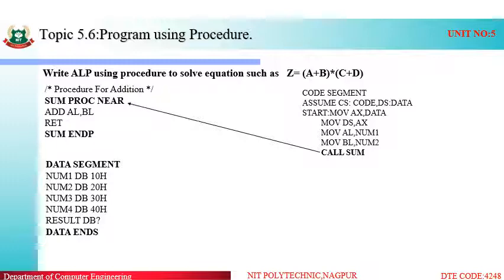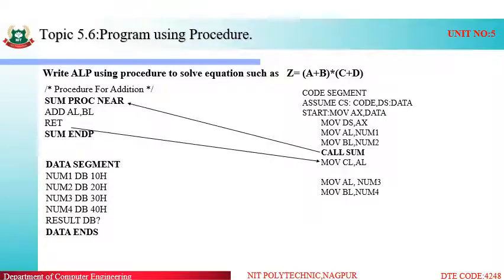Then it will add AL comma BL. num1 is in AL and num2 is in BL, so num2 will be added with num1. That means A will be added with B. The A plus B addition is performed and then it will return. Whenever the RET instruction is written, it will return to the next instruction after the call instruction. What is the next instruction? The next instruction is move CL, that is we have moved the result into CL.